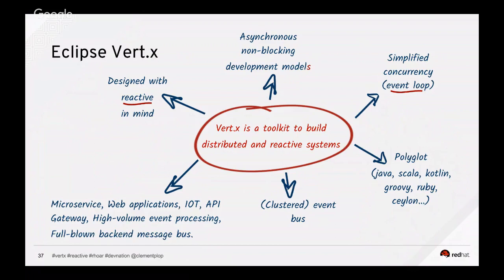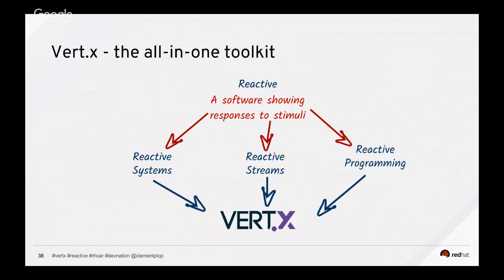Vert.x is used today for microservices, web apps, IoT, API gateways, high volume event processing, and many other applications. And if you're interested, go to vertx.io and then scroll to who's using. You will see many companies are using Vert.x in production today for very different use cases. So why is it interesting in terms of reactive? It's because Vert.x was made to build reactive systems. We have reactive programming, and we implement reactive streams. So you have all three in one bundle.